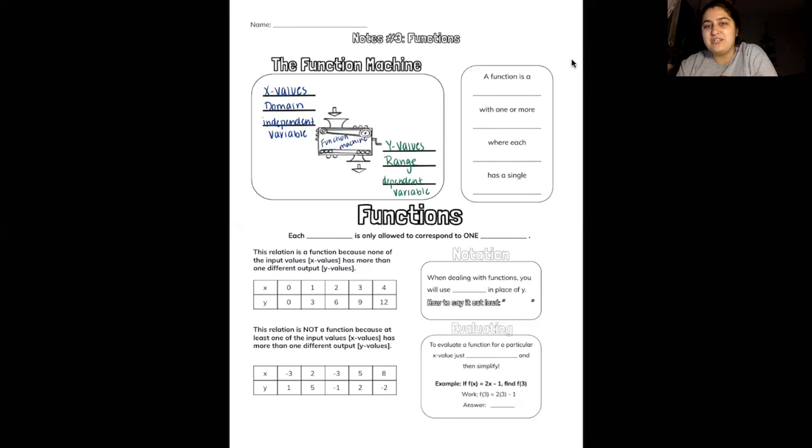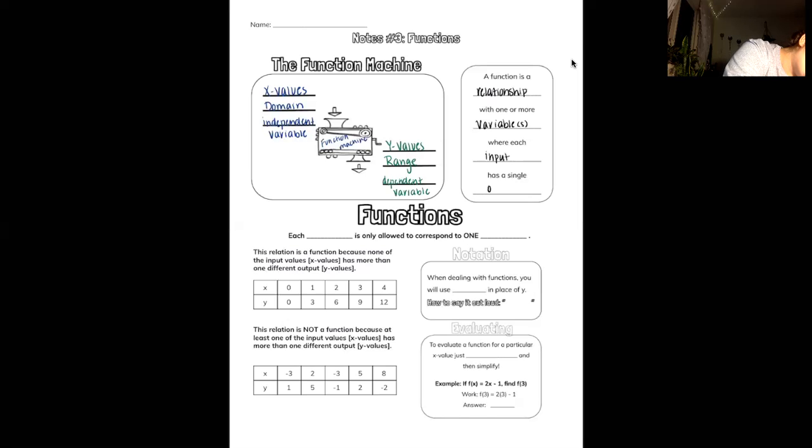So essentially, a function is a relationship with one or more variables where each input has a single output. We can think of output as our y values and input as our x values.